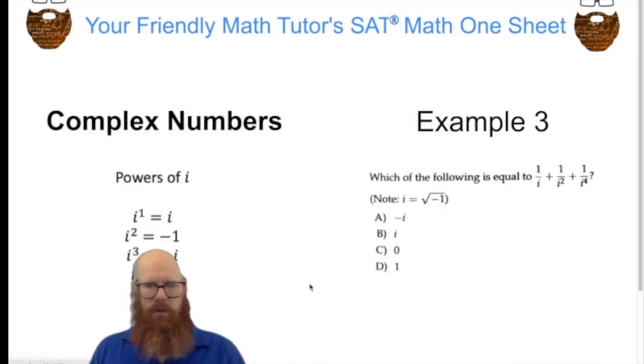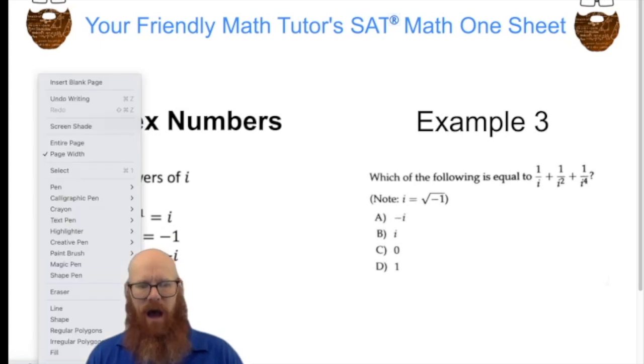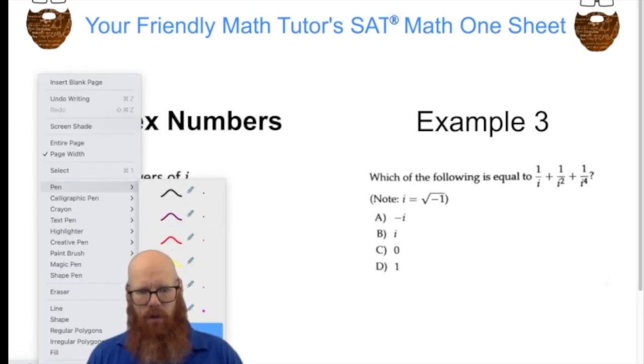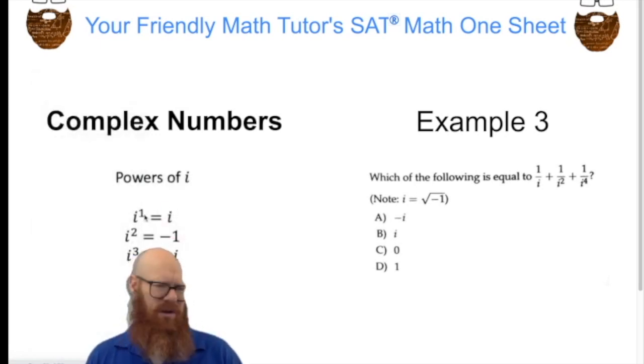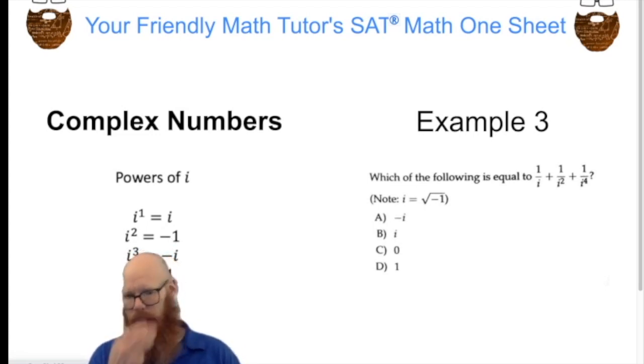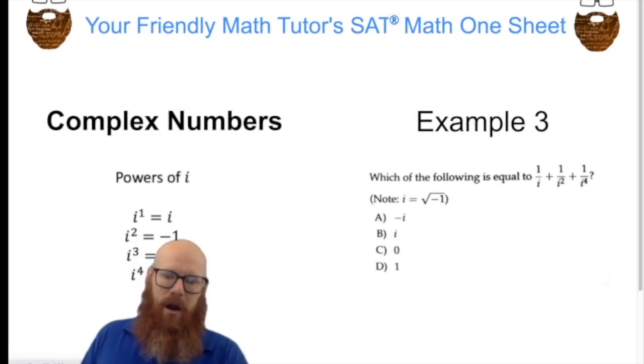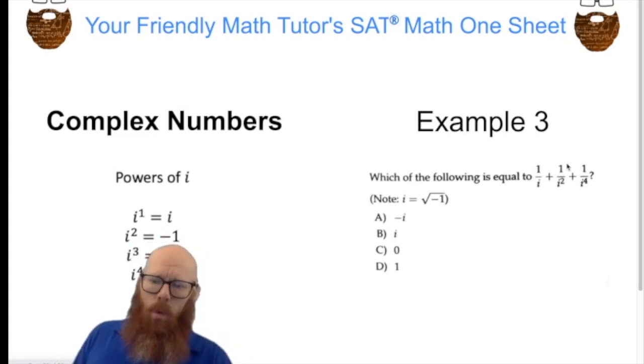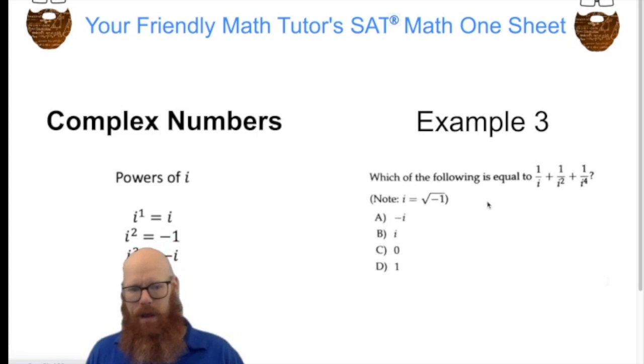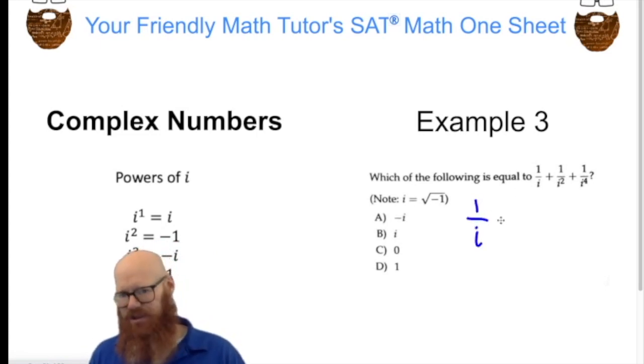So the first thing we're going to look at is powers of i. You have to know that i to the first is i, but the most important thing is that i squared is equal to -1, and then i cubed is equal to -i, and i to the fourth is equal to +1, and then it just repeats from there over and over and over again.